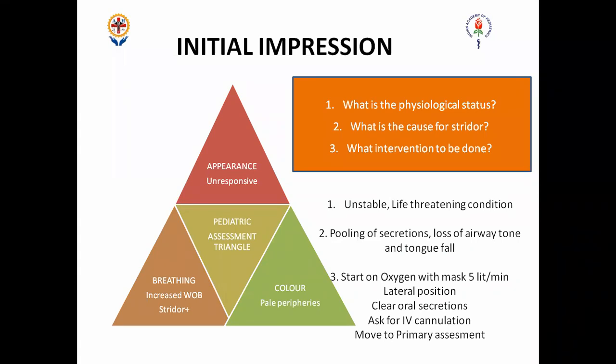And the intervention, as we usually discuss, is to start the child on 100% oxygen by NRM, and lateral position, which is what we actually do for any child with this kind of neurological scenario. We'll clear oral secretions, ask for IV cannulation, and move on to primary assessment. So what are the things which are wrong in this intervention, which we should not do here? Putting the child in lateral position before stabilizing the spine. Exactly. There is no lateral position in ATLS. Any other thing?